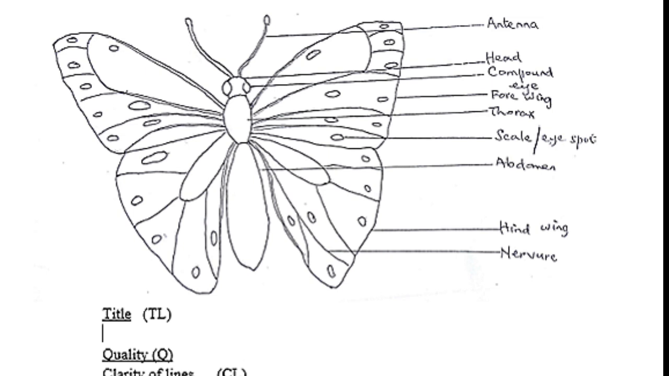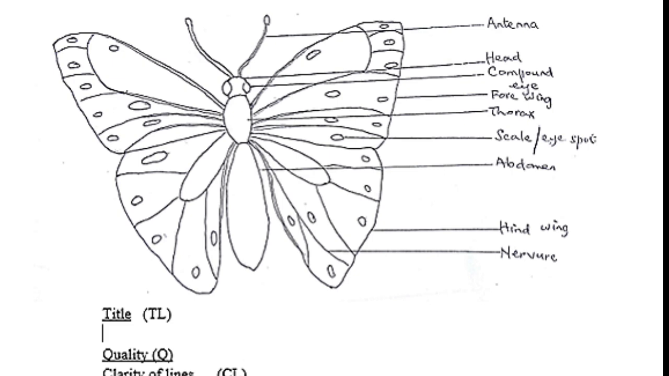The clubbed antenna should show. The 3 body divisions should show. The 4 wings, the fore wings and the hind wings should show. Okay? So if you're drawing butterfly, the labels must include head, compound eyes, the fore wing, the hind wing, antenna, thorax, abdomen, the scale, the eye spots. Okay? All this should be there for you to score marks. Those are the important labels you must ensure you include in your drawing.